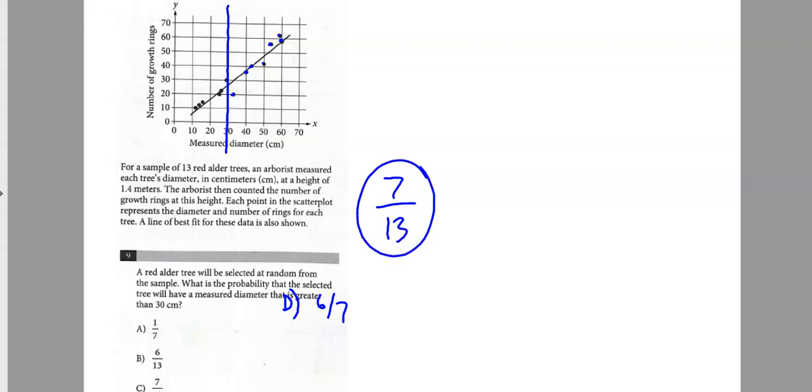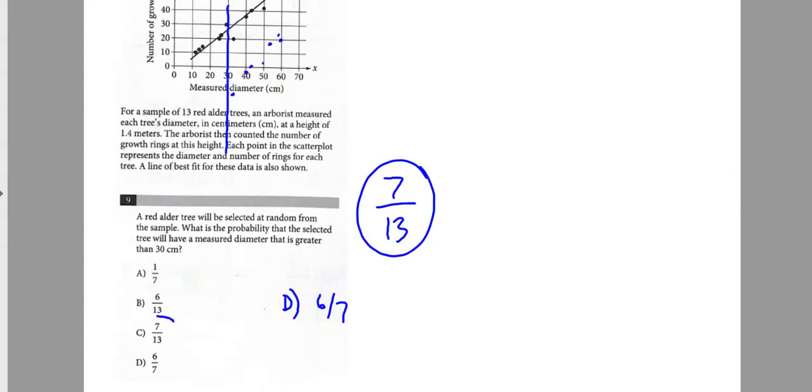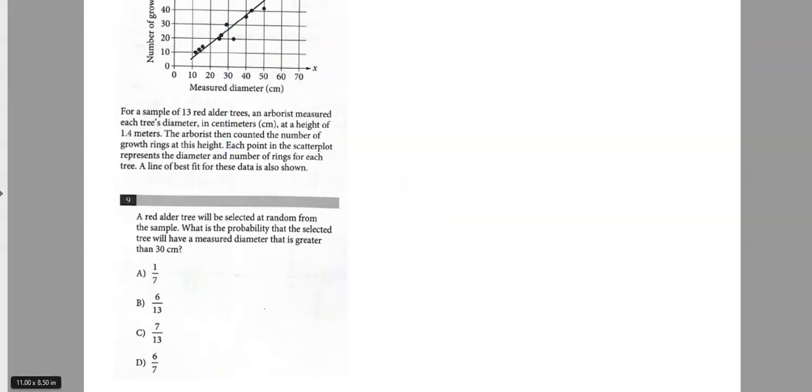Well, when I look up here at my chart, greater than 30, so it would be 1, 2, 3, 4, 5, 6, 7 dots are to the right of this line. 7 dots are greater than 30. So I know it's going to be 7 out of, and there were 13 in our sample. So 7/13. So it looks like the correct answer would be C here. 7/13. All right, next question.